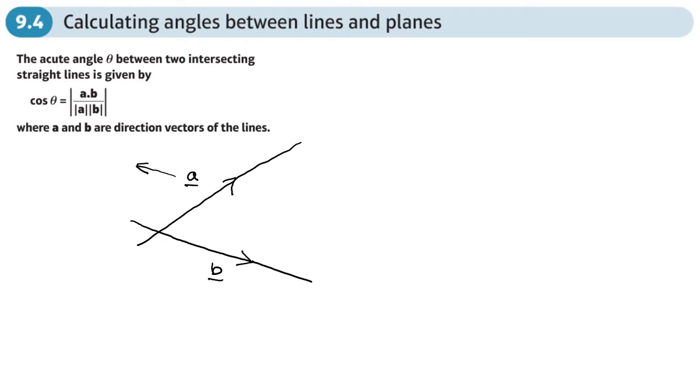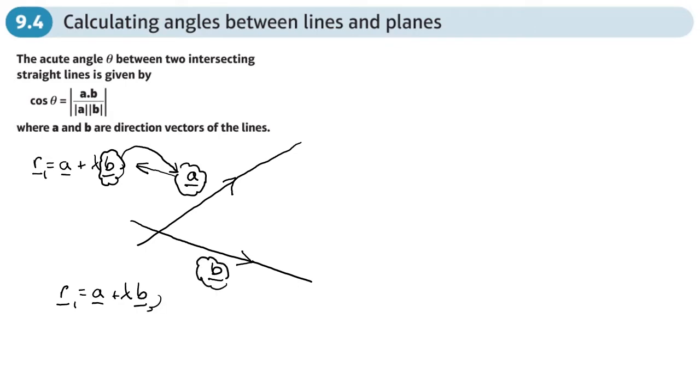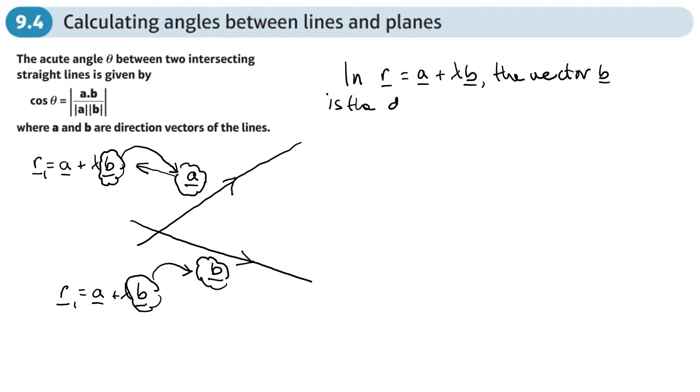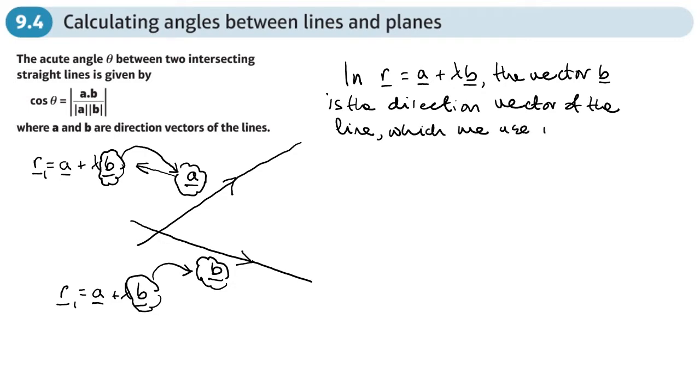Now these vectors will come from, let's say if it's a line, so r equals a plus lambda b. So that b is what we use here, so that's the direction part of the line. So if I've got a different line here, let's call it r2, a plus lambda b, then this vector that we use here is what we'll call the direction vector. So in this r equals a plus lambda b, the vector b is the direction vector of the line, which we use in this formula here.